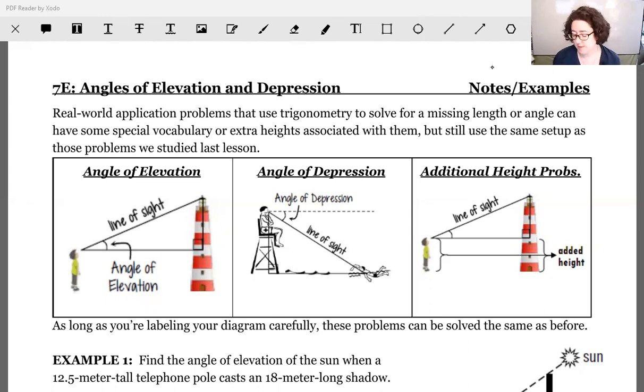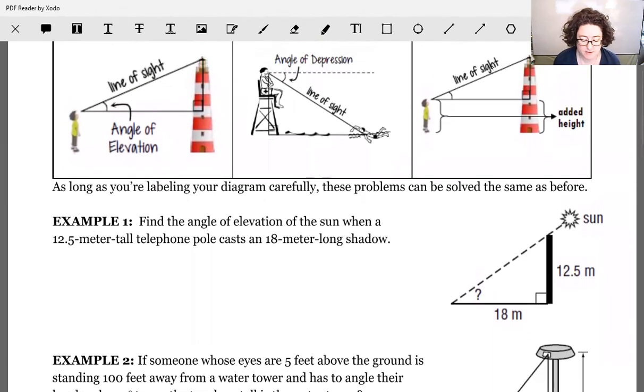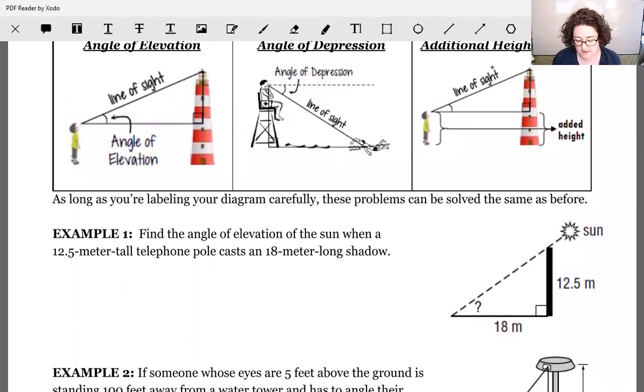So let's jump in. The biggest thing is just making sure you understand the situation and can draw and label your diagram. So in example 1, we're going to find the angle of elevation of the sun when a 12.5 meter tall telephone pole casts an 18 meter long shadow. So our angle of elevation is down where this question mark is. I'm going to go ahead and relabel that as X. And if we were thinking from the perspective of somebody sitting on the ground, or maybe even a little bug down on the ground, because we're not taking into account any extra height on this, how far would they have to look up to see the top of the telephone pole if they're standing at the end of that shadow?